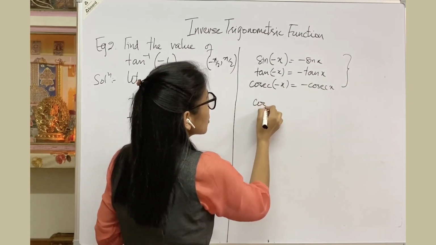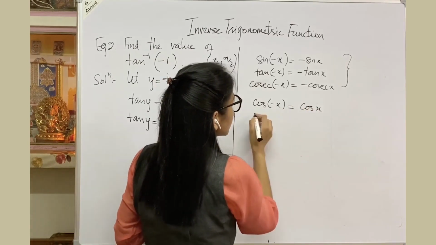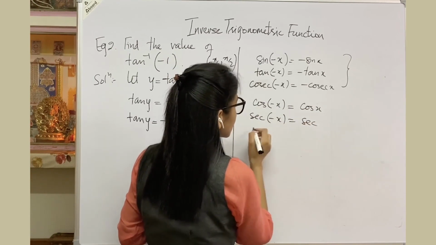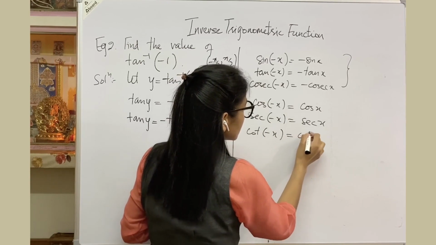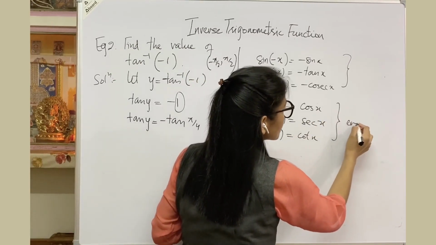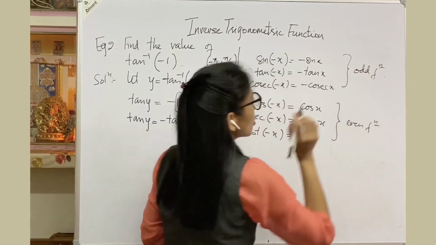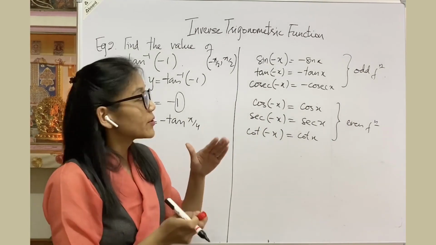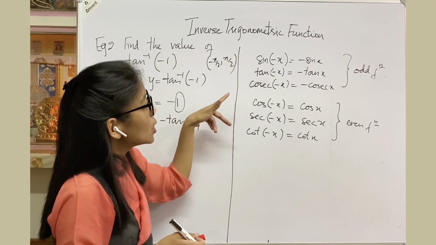Then we have cos of negative x is equals to cos x, and sec of negative x is sec x, and cot of negative x is cot x. So these three are examples of even function, and those three are examples of odd function, okay? So the six trigonometric ratios can be categorized as even function and odd function.